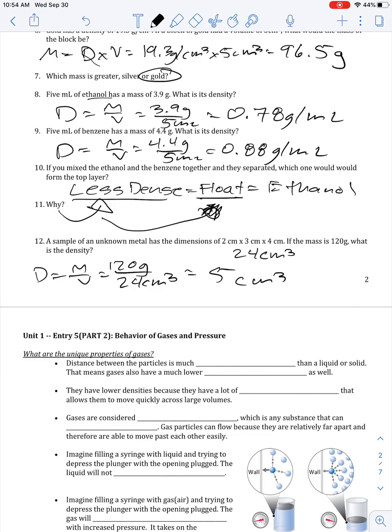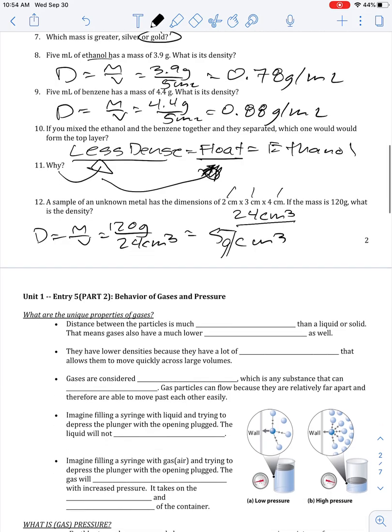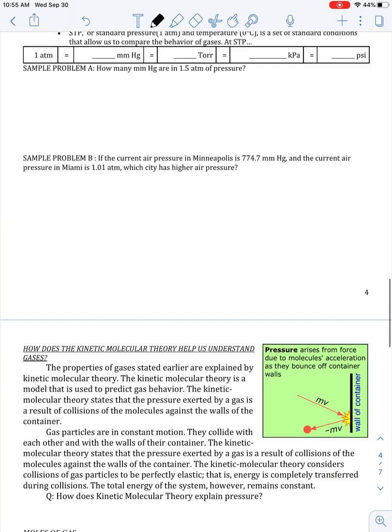Last one, number 12. When I multiply length times width times height, like you did in your lab, you get volume. So 2 times 3 is 6, times 4 is 24 cubic centimeters. And then I divide to get my units there, 5 grams per cubic centimeter.